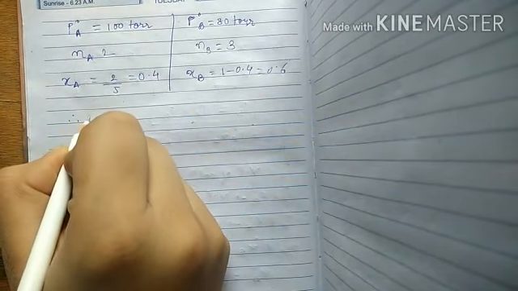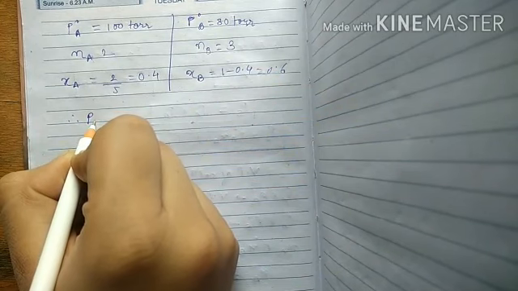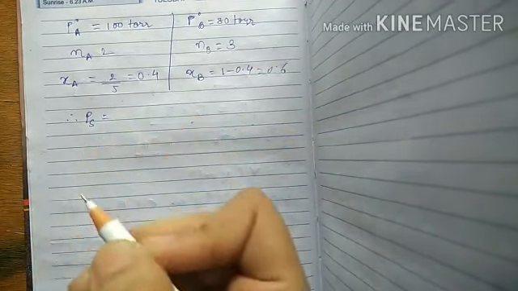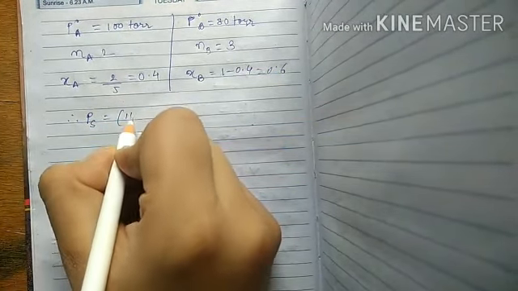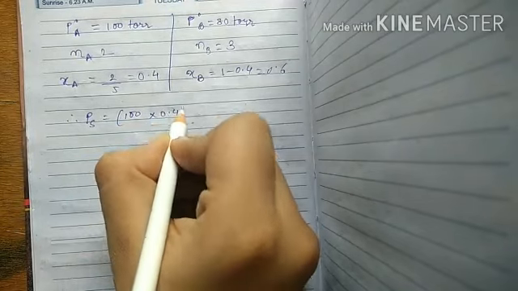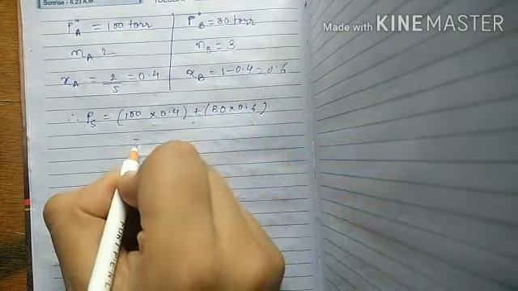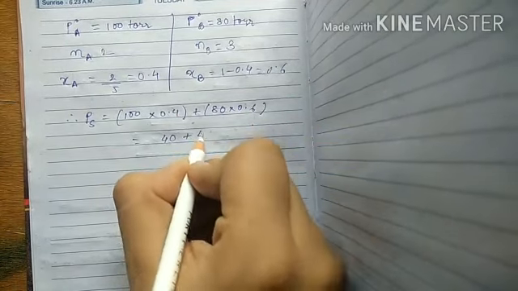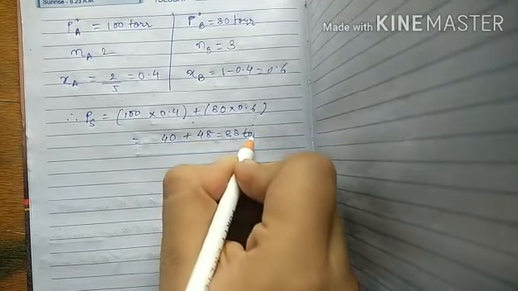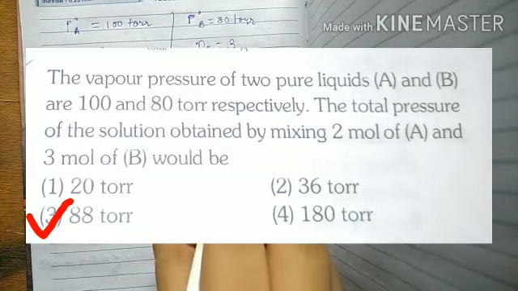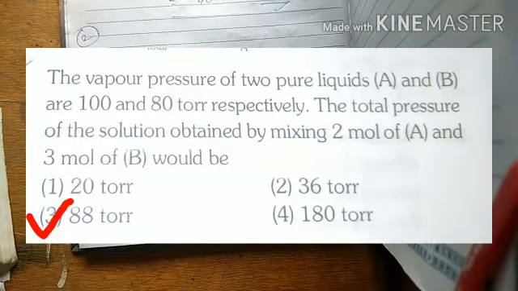So we have to find the vapor pressure of the solution. So PS, as we know, is P naught A XA plus P naught B XB. So 100 into 0.4 plus 80 into 0.6, which is equal to 88 torr. So we'll tick that as the right option.